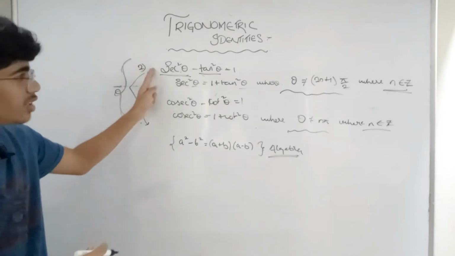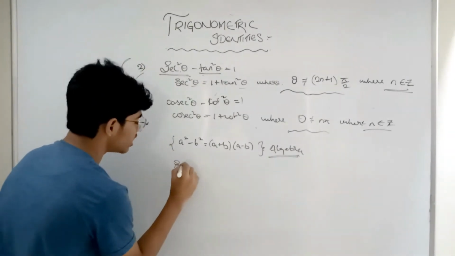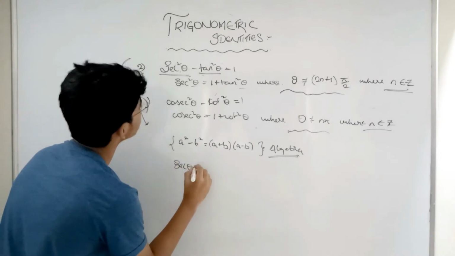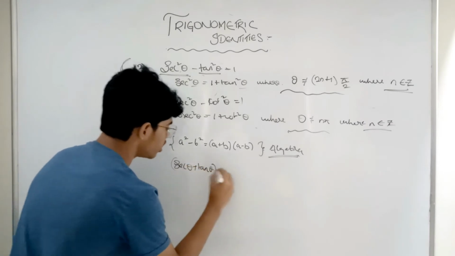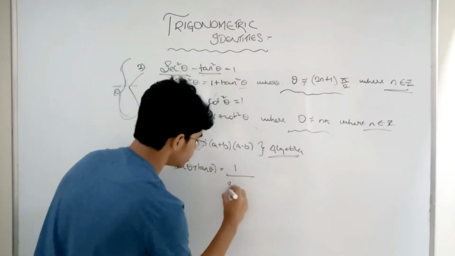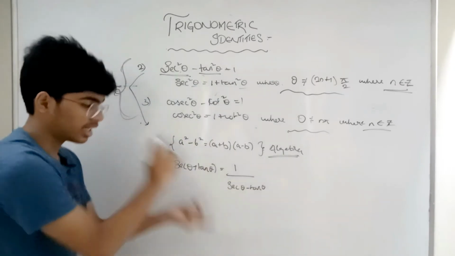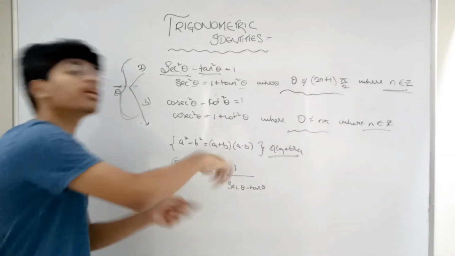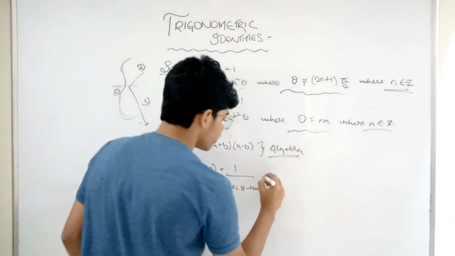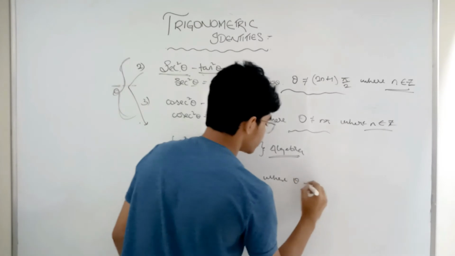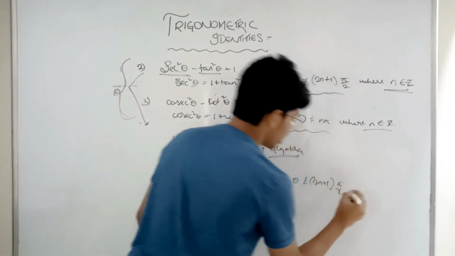So we'll apply the same for secant square theta minus tan square theta. So it will become secant theta plus tan theta equal to 1 by secant theta minus tan theta. Or reverse: secant theta minus tan theta equal to 1 by secant theta plus tan theta. It's like reverse. Anything can become anything. Same limitation where theta should not be equal to 2n plus 1 into pi by 2. I've just explained why. And n equal to integer.